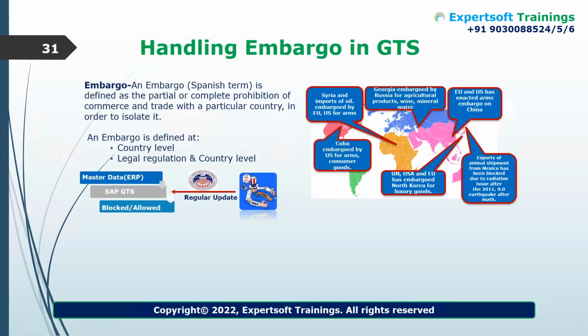Going further, how do you handle embargo in GTS? Embargo is a Spanish term, defined as the partial or complete prohibition of commerce and trade with a particular country in order to isolate it. It is defined as a country-level legal regulation. So we have basically three types of embargoes. One is the complete embargo, the other is the partial embargo, and the third is called the weapons or arms embargo.